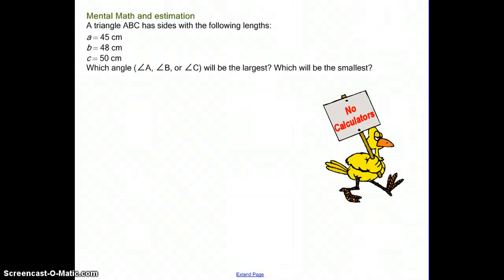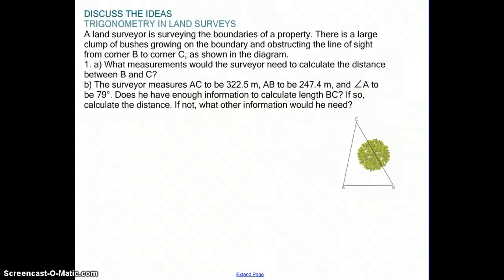We're going to move then to mental math and estimation. So here we have the following side lengths. We want to determine which angle will be the largest and which will be the smallest. Remember that the largest angle measure is always across from the largest side. The smallest angle measure is always across from the smallest side. So the largest angle is going to be angle C, and the smallest angle is going to be angle A.